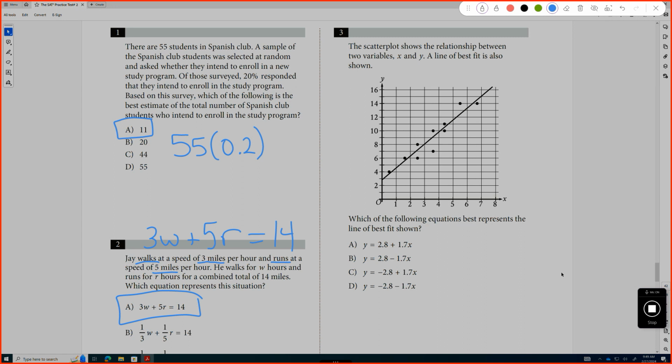Now, look at this graph. What do you notice? What is the slope of this line? It's positive. What is the y-intercept? It's also positive. So let's eliminate the negative slopes. That's a negative slope. That's a negative slope, negative 1.7. And C has a negative y-intercept. So the only one that has a positive slope, 1.7, and a positive y-intercept of 2.8, is A.